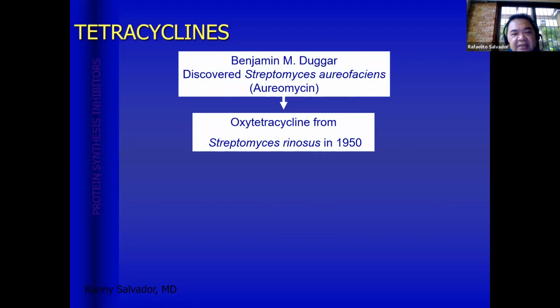Tetracycline was first discovered as aureomycin, then eventually in the 1950s we have oxytetracycline. We still use that as a topical agent. Then eventually in 1953 we have tetracycline. It is rarely used even by dermatologists because there are many resistant strains in pimples.